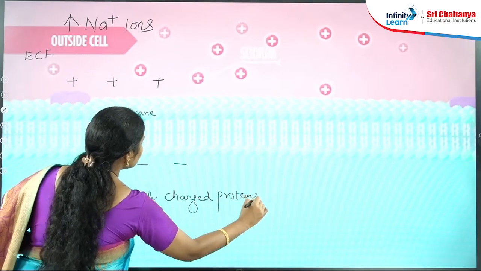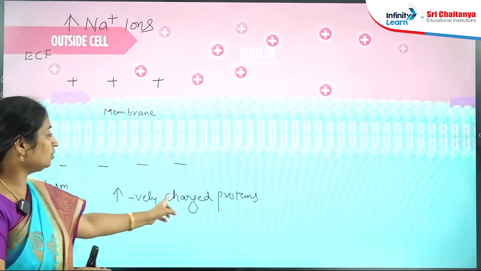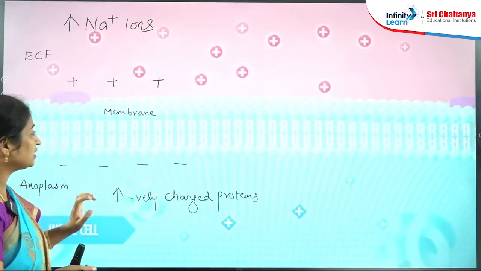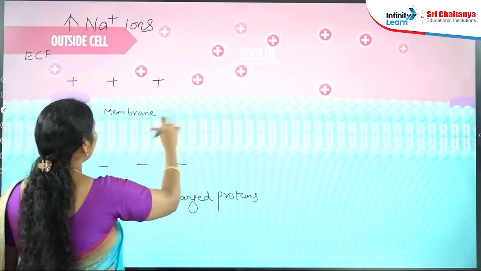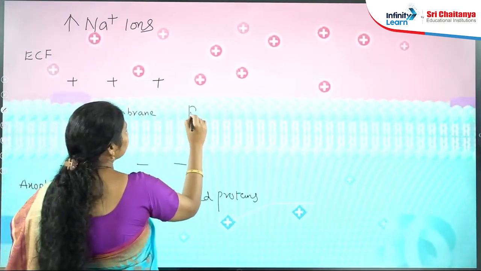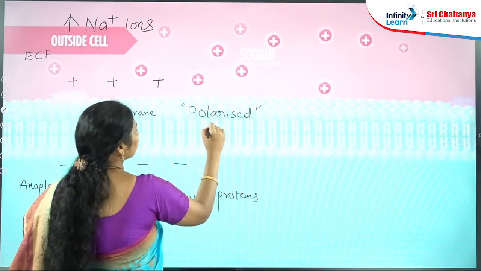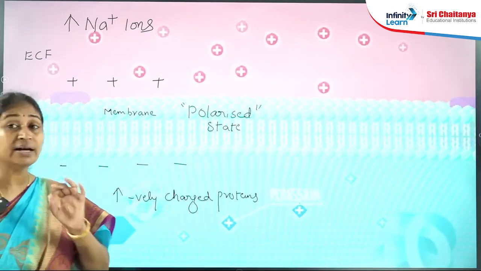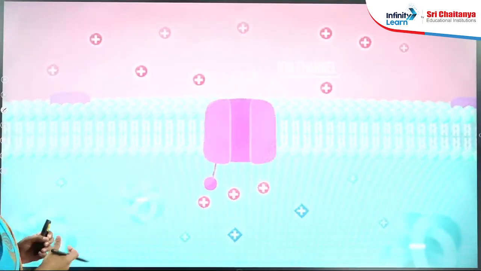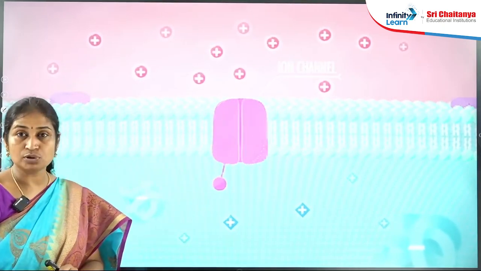Outside, sodium will be more, and inside, potassium will be more, as well as negatively charged proteins. These negatively charged proteins impart a negative charge towards the inside, and sodium ions impart a positive charge towards the outside. Automatically the membrane is said to be polarized. Whenever it exists in a polarized state, it is ready to take the stimulus. Now, this neural membrane will have different types of ion channels.